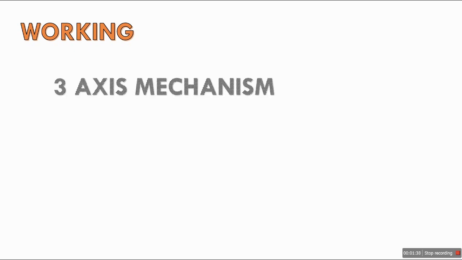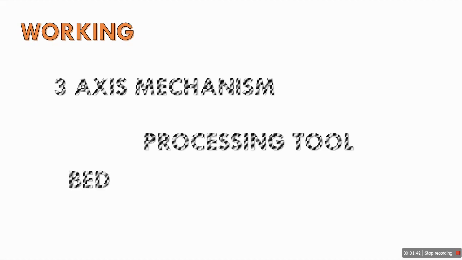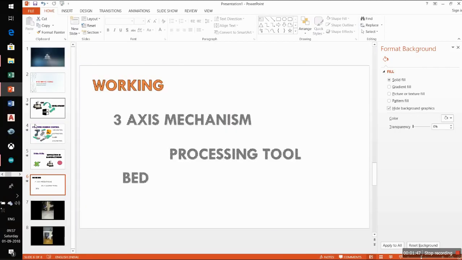Now let us take a look at the working of the CNC plotter or any type of CNC machine. All types of CNC machines, whether these are plotters, laser engravers, 3D printers, etc., they all work on the same mechanisms. They have 3-axis mechanisms, they have a processing tool, and they have a bed. So now let's take a look at our CAD model to have a better understanding of all these things.